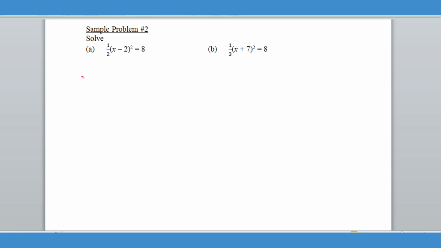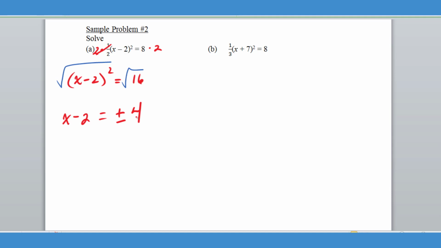Okay, if we look at the first problem, the first thing we're going to want to do is multiply both sides by 2. 2 times 1/2 is going to cancel out, and that's going to leave us x minus 2 squared equals 16. So now I've got the squared term isolated, and so from here I just want to go ahead and take the square root of both sides, and that leaves me x minus 2 equals plus or minus 4.